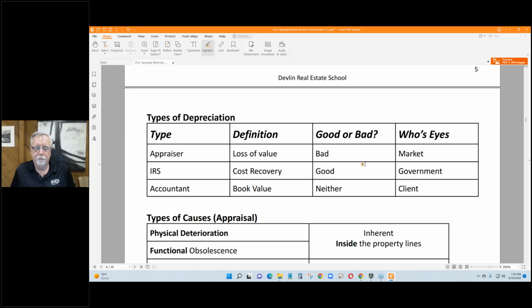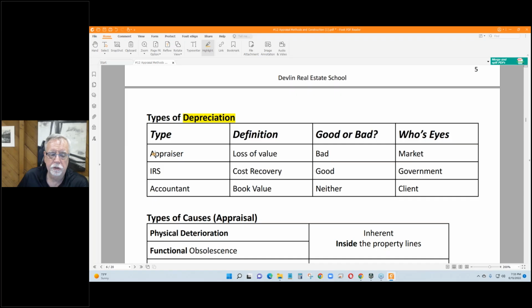So when you take the state exam, there are 3 types of depreciation. There is the appraiser, there is the IRS, and then there's an accountant. Those are the 3 types. What gets confusing for the state exam is that they will ask questions about depreciation, and all 3 use the word depreciation, but they are not talking about the same thing.